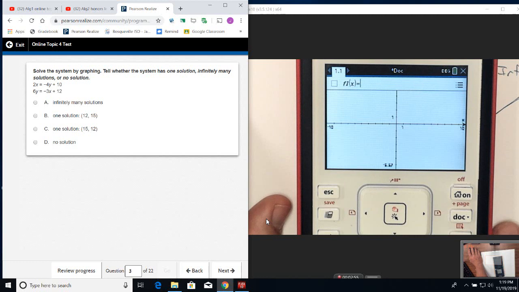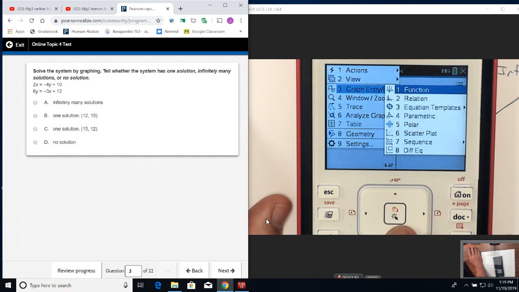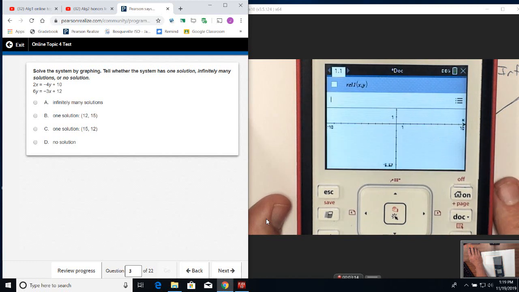So I've got a 2x. See, that's not a 2x. How do I change it so where I can graph anything? I can delete it and graph a relation, or just go to Menu and then what? Another way of doing it besides delete and then go to relation. Go to Menu, Graph Entry Edit, and graph a relation. And the relation I'm graphing is 2x is equal to negative 4y plus 10.